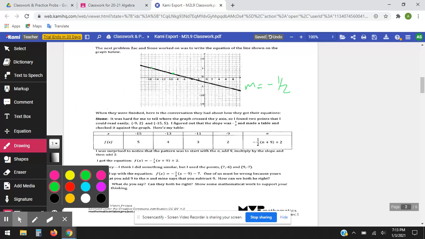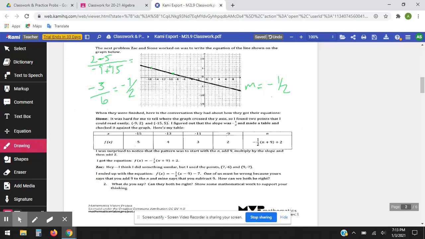So let's go ahead and just prove that right here. -9 minus 15 over 2 minus, or underneath, 2 minus 5. So 2 minus 5 is a -3. -9 minus a -15, so it's really a plus, would be a 6, so that does equal -1/2. So by finding the slope of these 2 points, we were able to find the slope of -1/2.